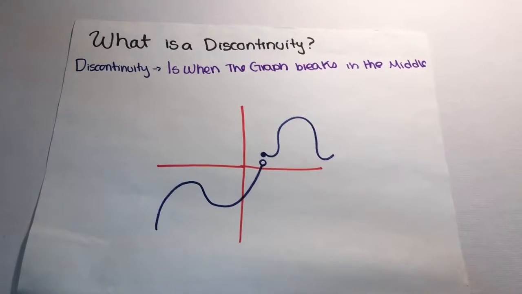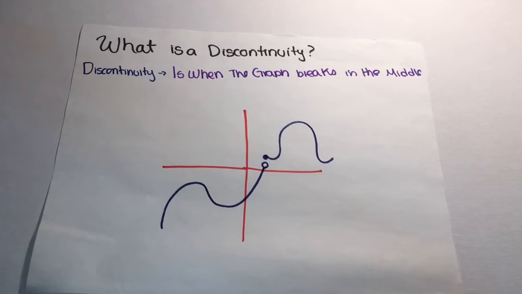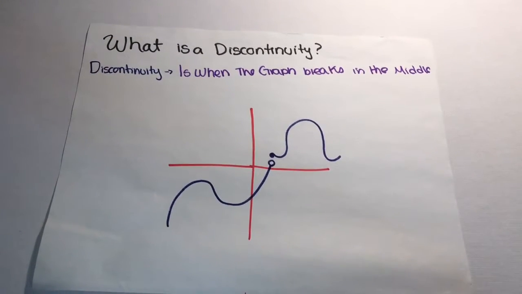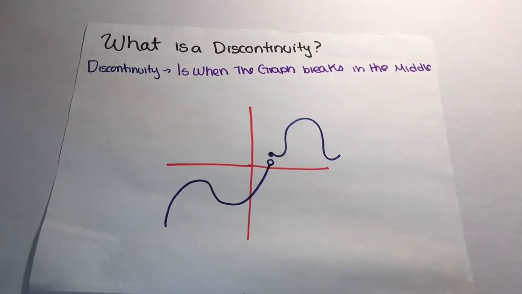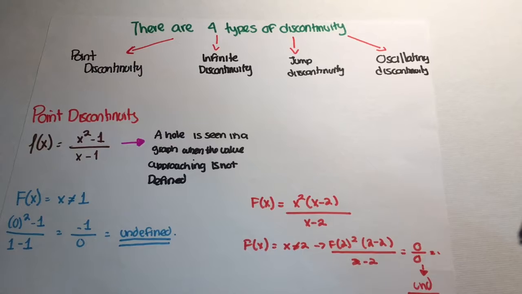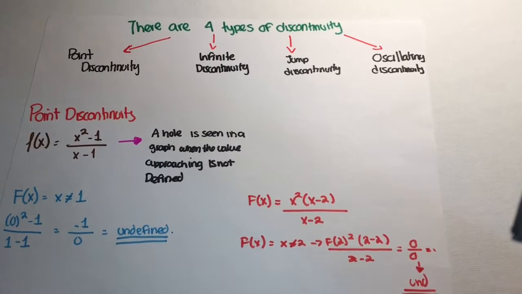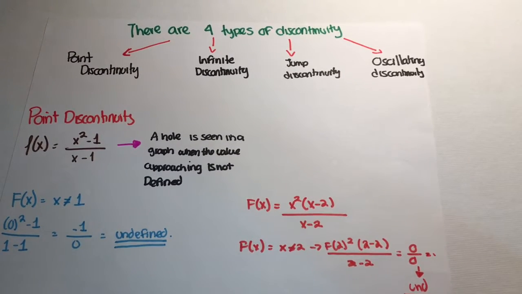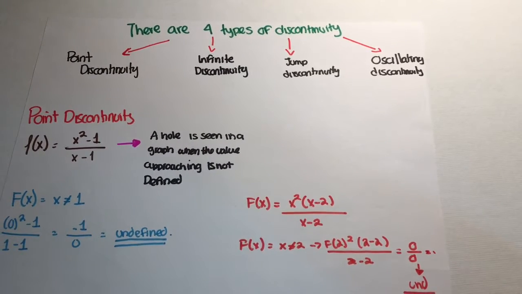What is discontinuity? Discontinuity is when the graph breaks in the middle. It is when you are not able to draw the full graph without lifting the pencil off the paper, like in the example. There is a little gap between both graphs. There are many types of discontinuity, but in this video we're only going to talk about four: point discontinuity, infinite discontinuity, jump discontinuity, and oscillating discontinuity.